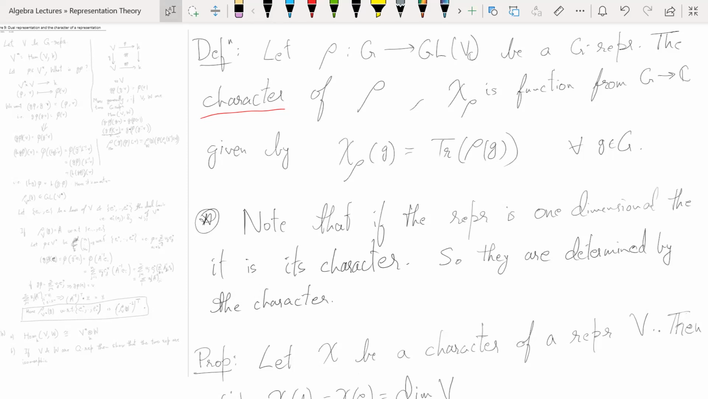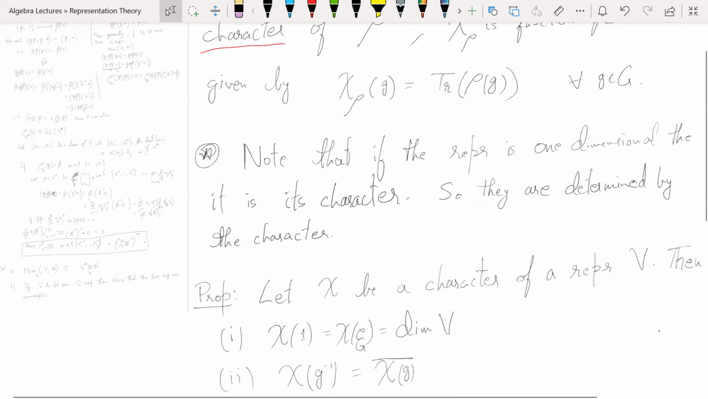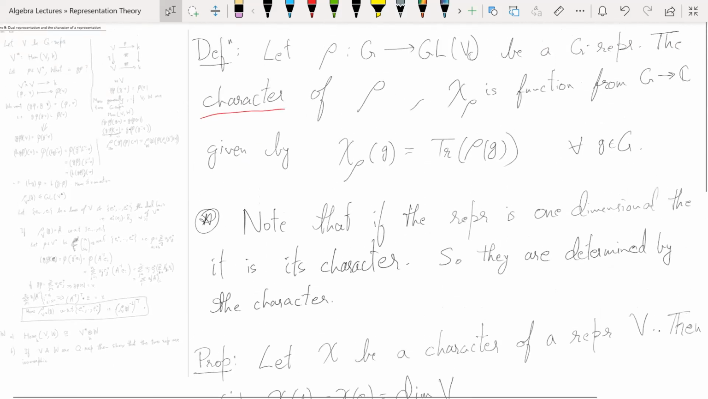Of course, if two representations are isomorphic, they should give you the same character. But even the converse is true: if you get the same character, the two representations are also isomorphic. That we will see later. For one-dimensional, this is just the homomorphism, but for higher dimensional, it's not.